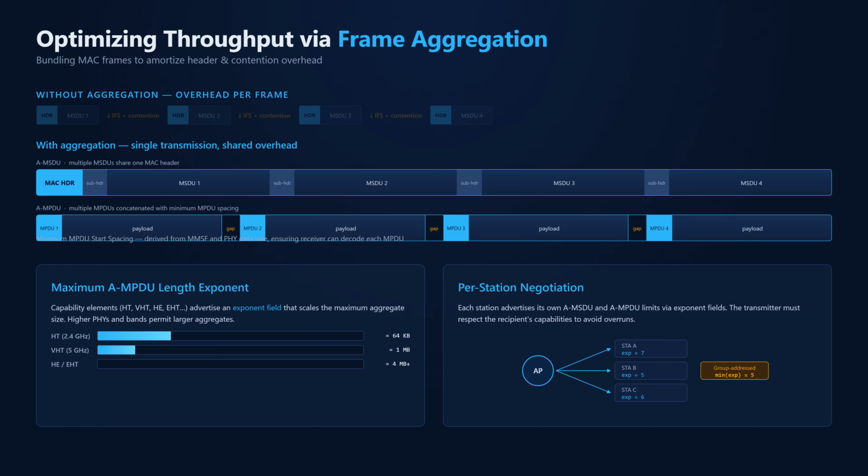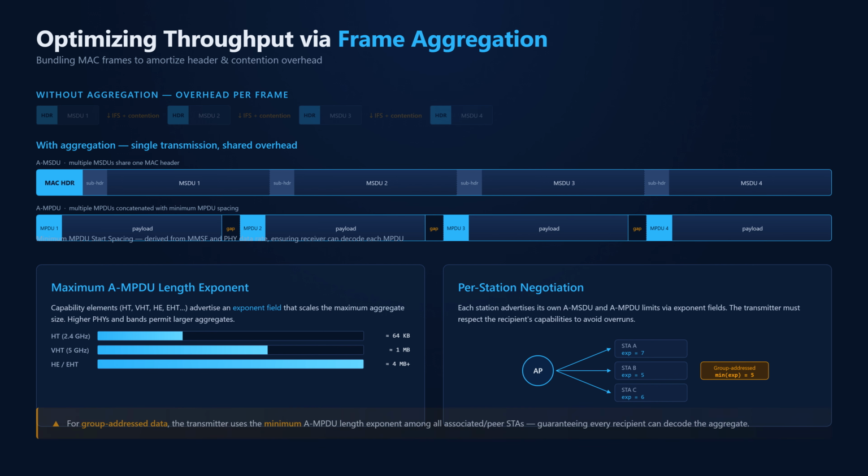We also have to be careful when we are sending data to a group of devices at once. If a single transmission is meant for multiple recipients, the system has to be conservative. To make sure every device in that group can actually process the incoming data, the system looks at all the associated stations and uses the smaller exponent value among them. This ensures that no single device is overwhelmed by a frame that is too large for it to handle. Finally, to keep the sequence organized, we maintain strict spacing between the individual units within an aggregate using a calculated minimum distance that is based on the current physical data rate.